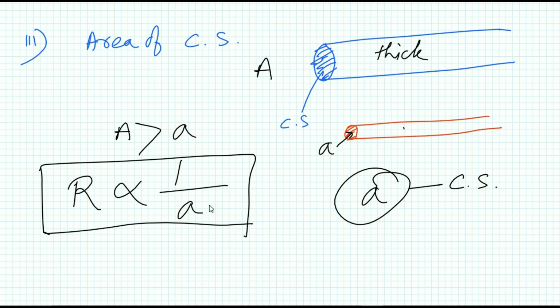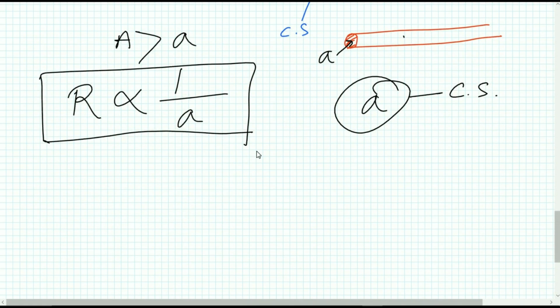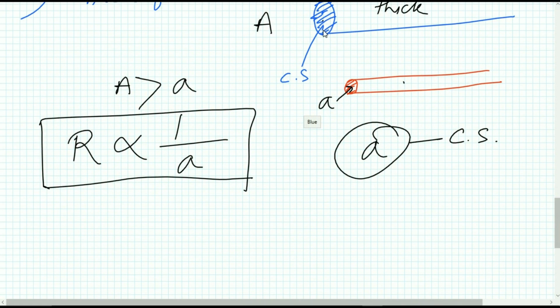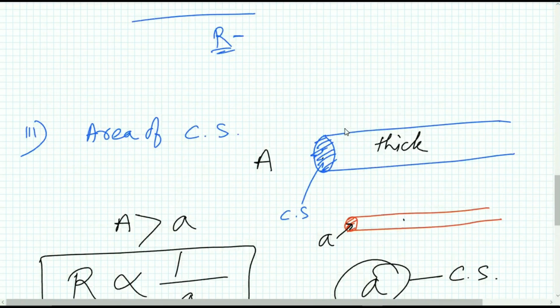What does this mean? If the area of cross section is more, then the resistance will be less, because the divisor will be more here, right? And in another sense we can say that current can pass more easily through this conductor than this conductor, right?